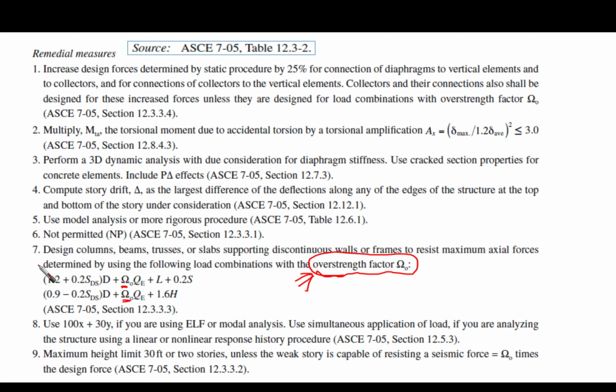It's very important to understand it, whether it's a column or a beam or a truss or a slab, whatever. Overstrength factor is going to be used here to maintain these important elements elastic. So we are going to use the overstrength parameter or factor in our design combination. Okay.